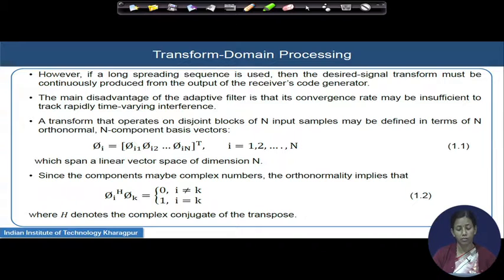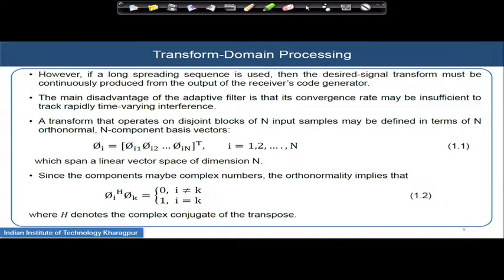What if a long spreading sequence is used? If a long spreading sequence is used, then we are helpless. For every desired signal transform output, you have to really take the transform: you put the locally generated PN sequence, a locally generated code sequence, at the input of a transformer, and then it will generate the transformed values in the transform domain for the typical receiver code.